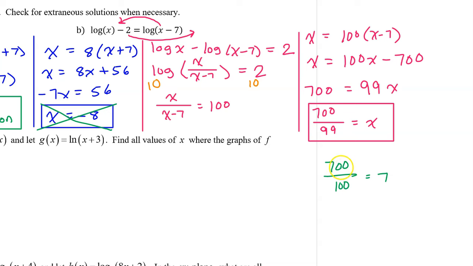Notice that 700 divided by 100 is 7. So 700 divided by 99 is a little bit bigger than 7. That's important because if I plug it in right here, this is a number that is a little bit bigger than 7 minus 7. So this will be a positive number. And obviously this is a positive number, which works right here. So that's how we know that this value is okay. It is not extraneous.